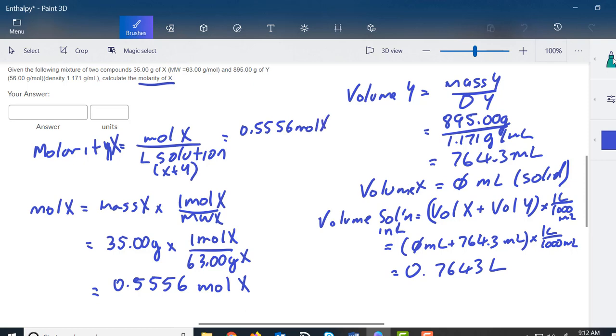Now to get the molarity, we'll plug in the moles of X that we found, 0.5556 moles of X, divided by 0.7643 liters, which is going to come out to be 0.7366, and the unit there is big M, or if you want, moles per liter, which is going to be the same thing. Now keep in mind that the volume of X is not always going to be 0. It is in this case because it's a solid, but if X is a liquid, then this needs to be accounted for here as well.